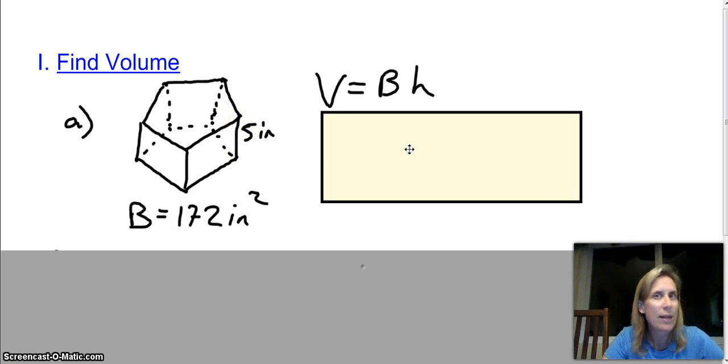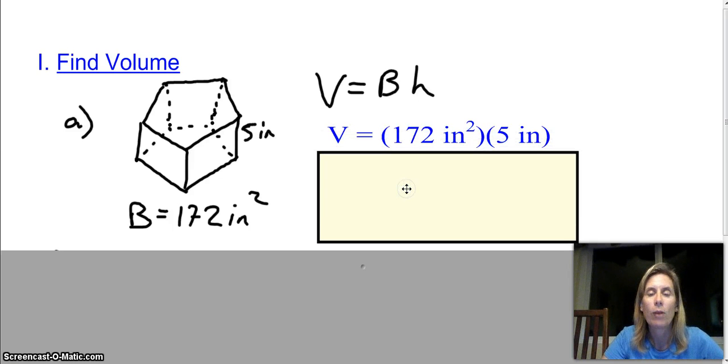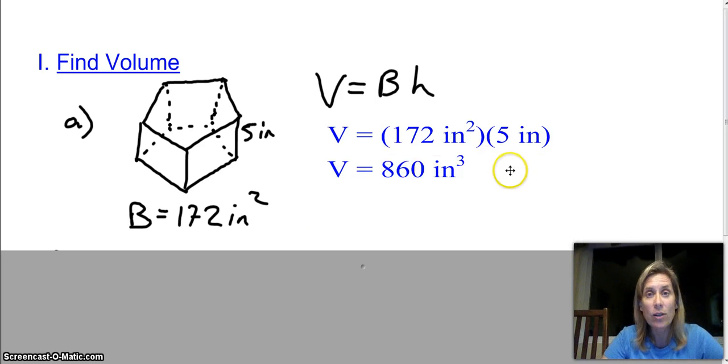So next we need to substitute the values into our formula. So there we have it. Volume equals 172 inches squared, that base area, times 5 inches, the distance between the bases, and simply multiply these together. Remember that when we multiply by 5, it's just like multiplying by 10 and then dividing by 2. So when we multiply 172 by 10, we have 1,720, and when we divide that by 2, we have 850 plus 10, right? So 860 now inches cubed.